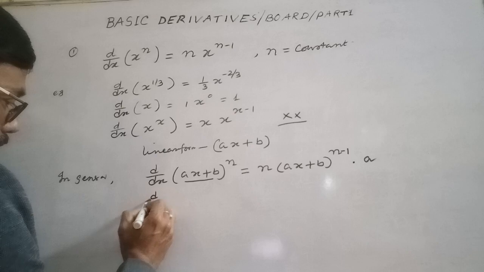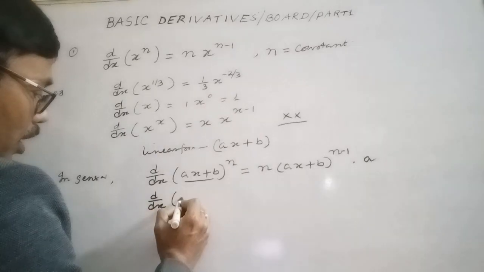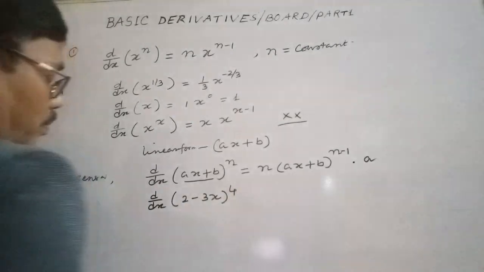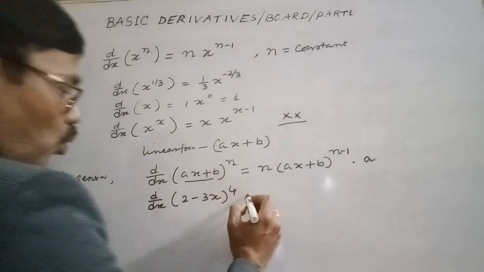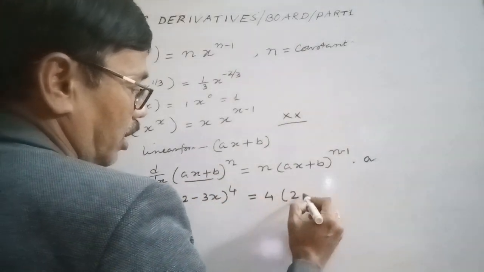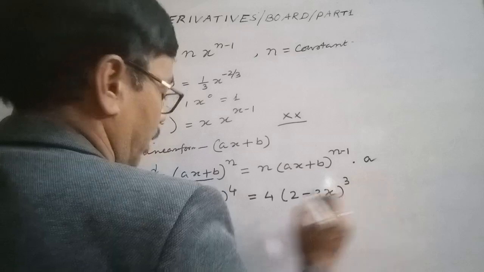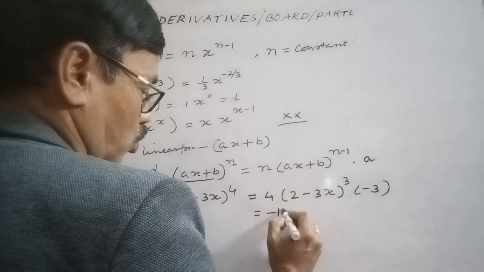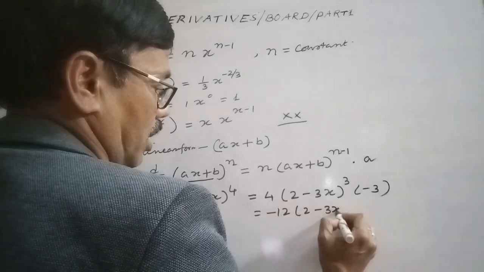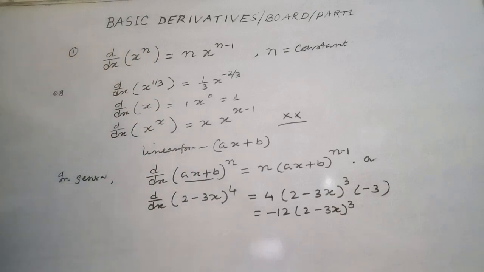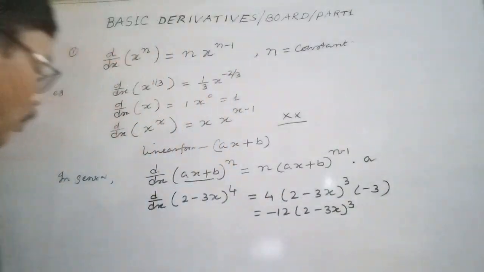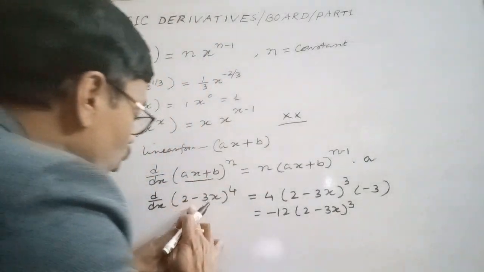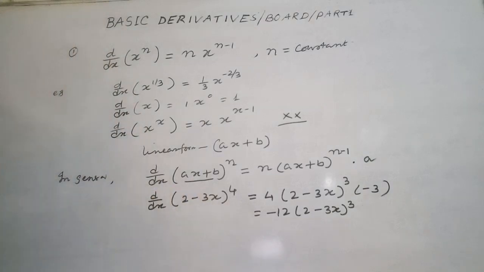So application. Look, d dx of (2 minus 3x) whole to the power 4. It is linear, so we can apply it. 4 comes forward, (2 minus 3x) whole to the power 3, into the coefficient of x, which is minus 3. So minus 12 into (2 minus 3x) whole to the power 3. So this formula is applicable when the argument is a linear algebraic function.